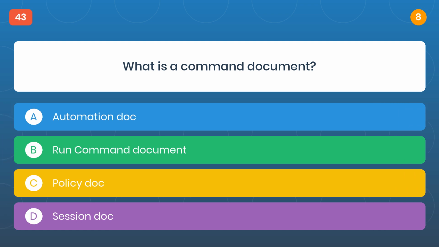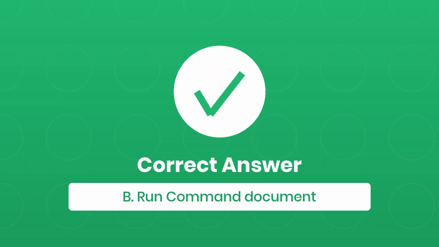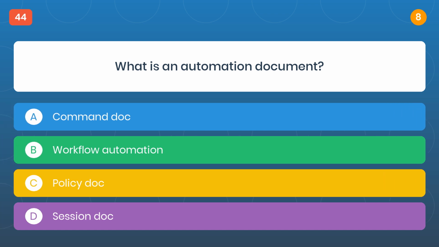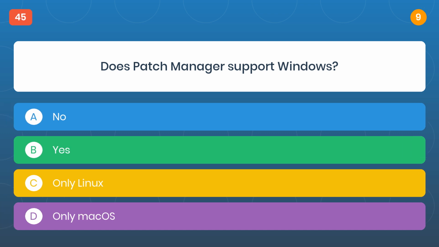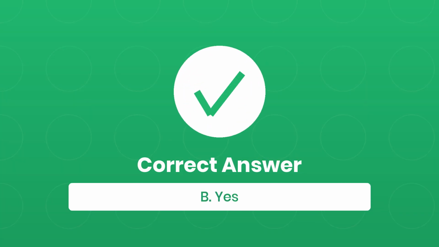Question 43. What is a command document? The correct answer is B, run command document. Question 44. What is an automation document? The correct answer is B, workflow automation. Question 45. Does Patch Manager support Windows? The correct answer is B, yes.